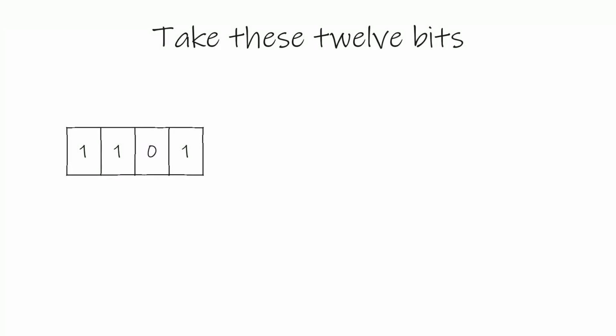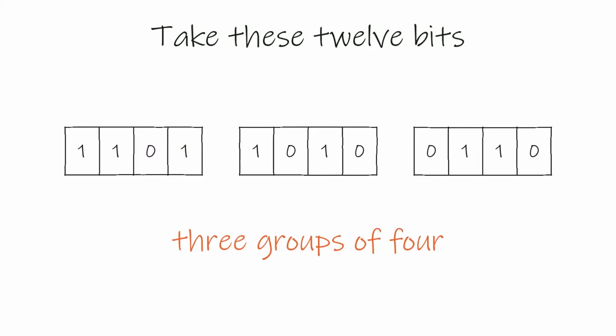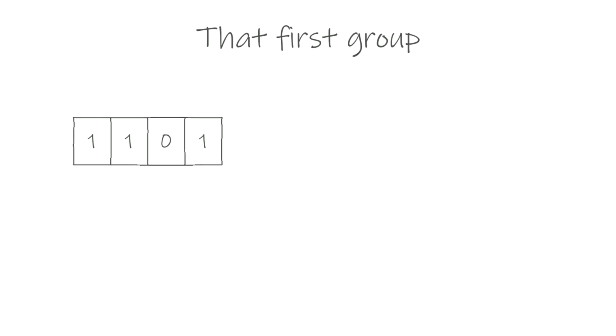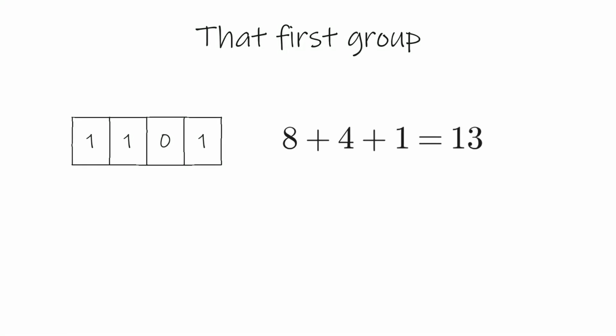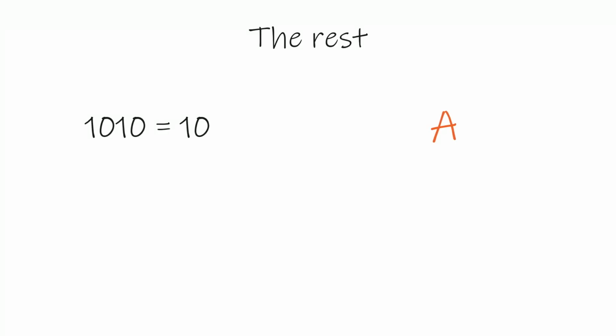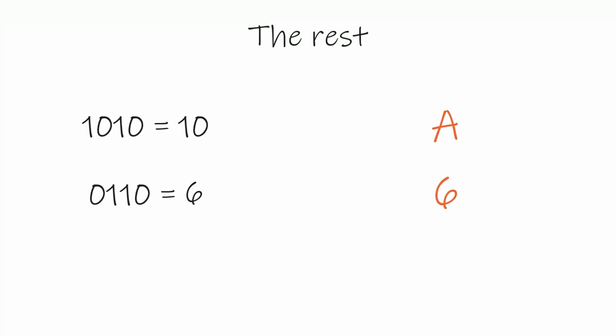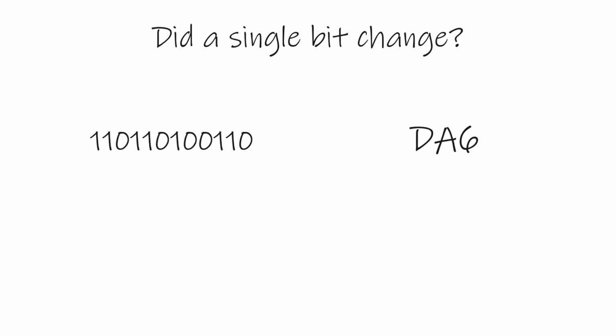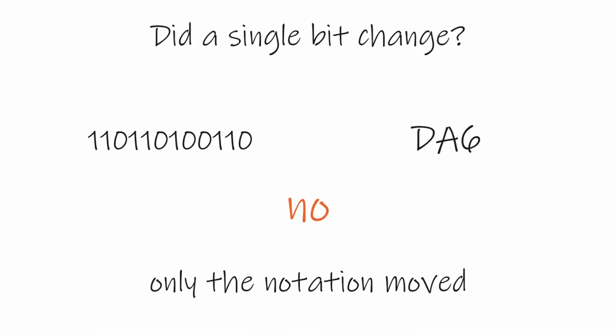Take 1101, 1010, 0110. That first group, 1101, is 13. And 13 is D. The next is 10, A. The last 6 stays 6. So it's D A 6. Here's the thing, did a single bit change? No. Only the notation moved.